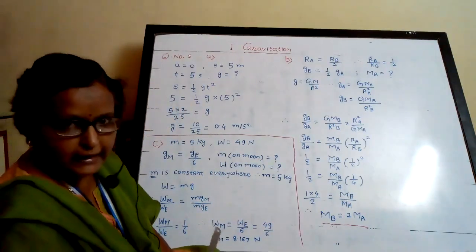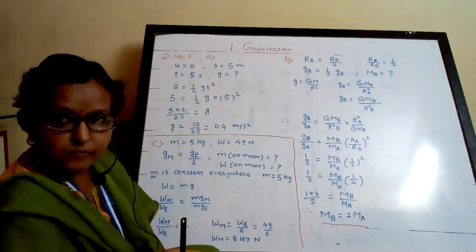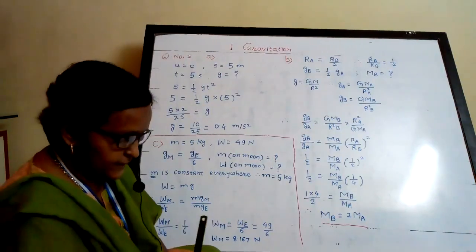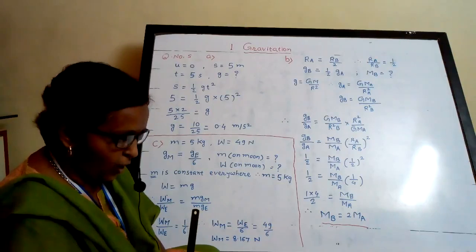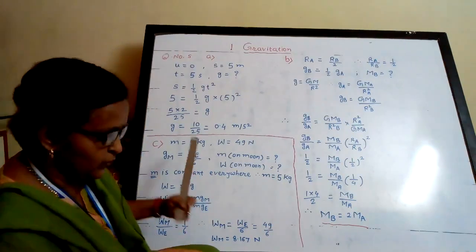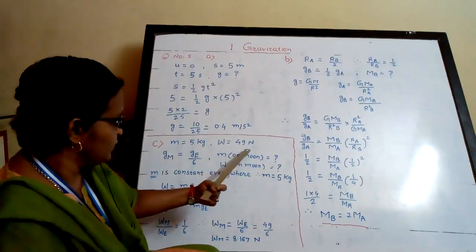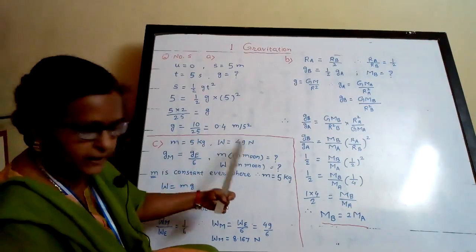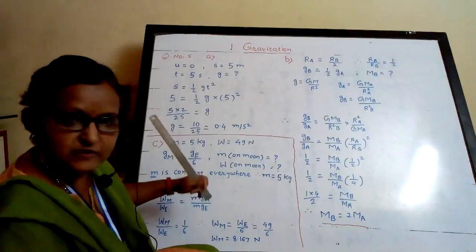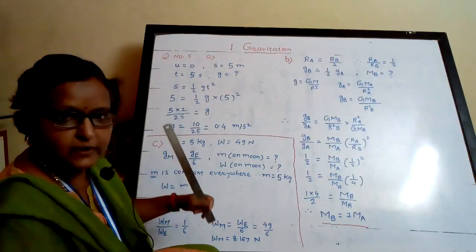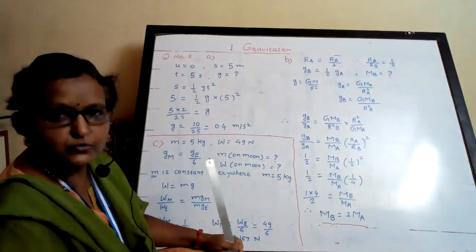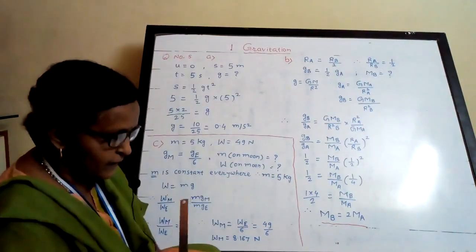I have to calculate. So, third example now. The mass and weight of an object on earth are 5 kilogram and 49 Newton. Mass is 5 kilogram and weight is 49 Newton. That is given. First you have to write in this way what is given and what is asked. Then it is easy for you to solve the example.